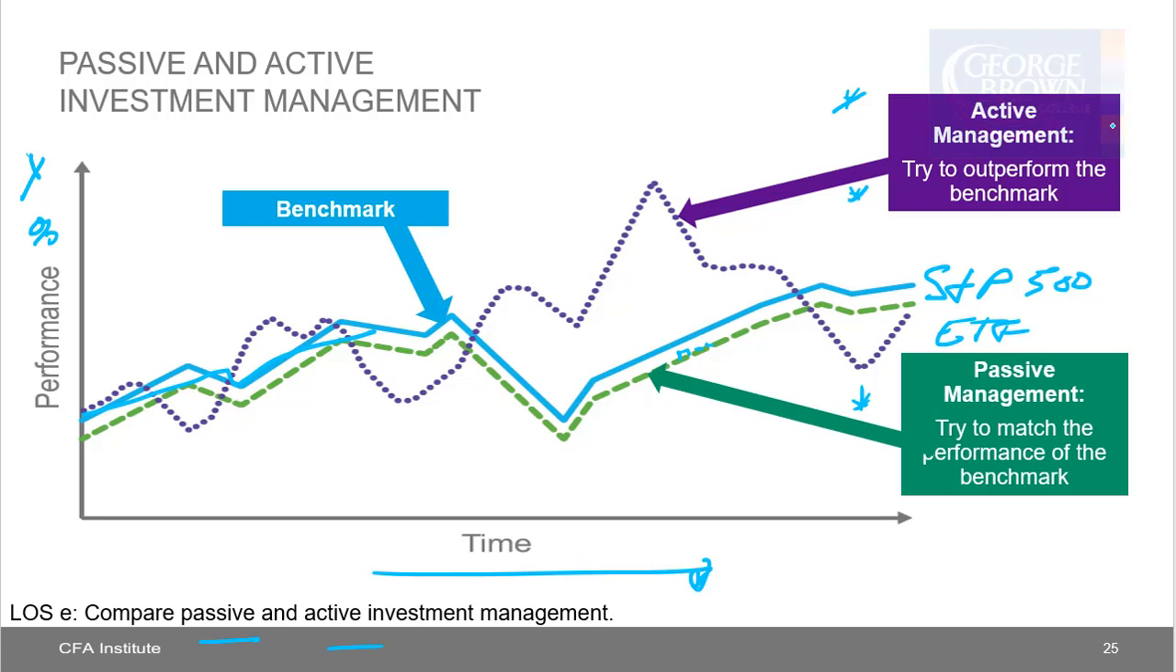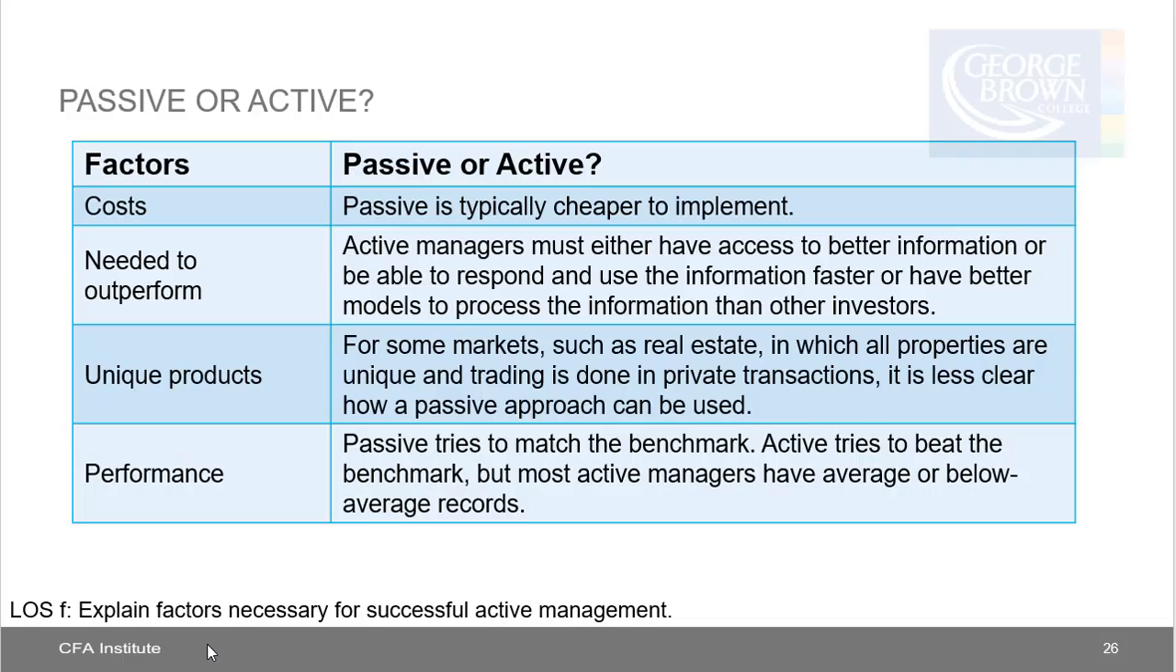So the choice between the two approaches typically hinges on the relative costs of active management and on the investor's expectations of his or her chance of success at active management, which is related to the investor's belief about the efficiency of the markets being invested in. Another example of active management is the timing decision among asset classes, as illustrated by tactical allocation. Learning outcome statement F is: explain factors necessary for successful active management.